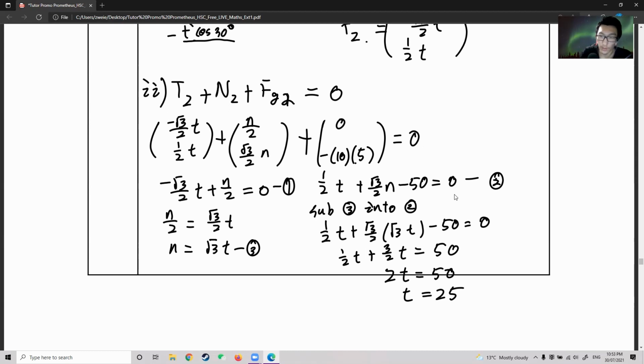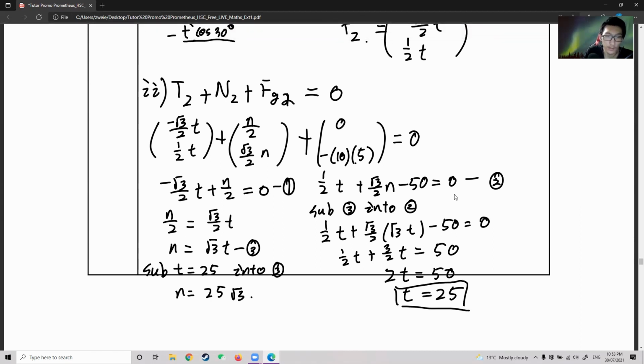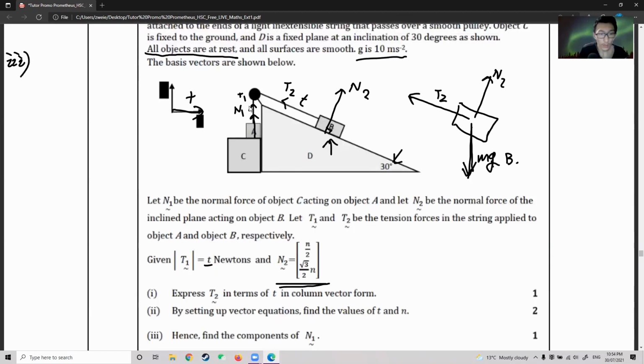So now I found my T. Let's sub T back. Sub T equals 25 into equation 3. What I get is N is equal to 25 root 3. Here, I found my T, and I found my N. Part 3, hence find the components of N1.